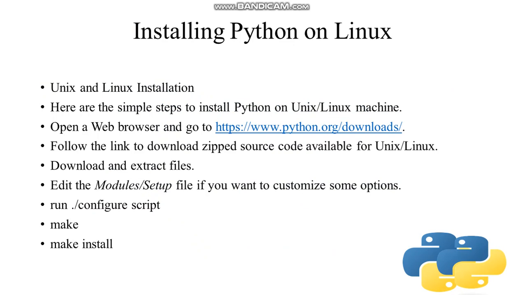To install Python on Linux operating system, you have to go to www.python.org downloads. Follow the link to download zip source code available for Unix or Linux. Download and extract files. Edit the modules, set up files if you want to customize some options. Run or configure the script.